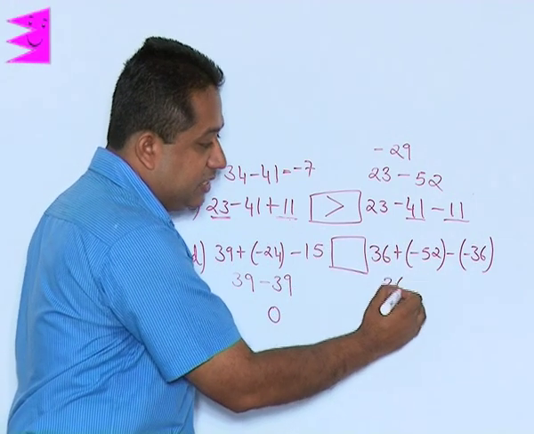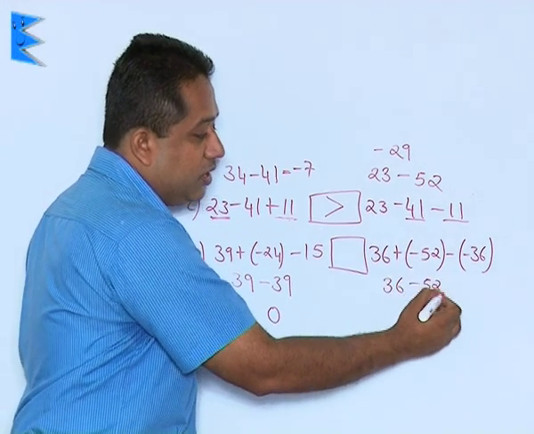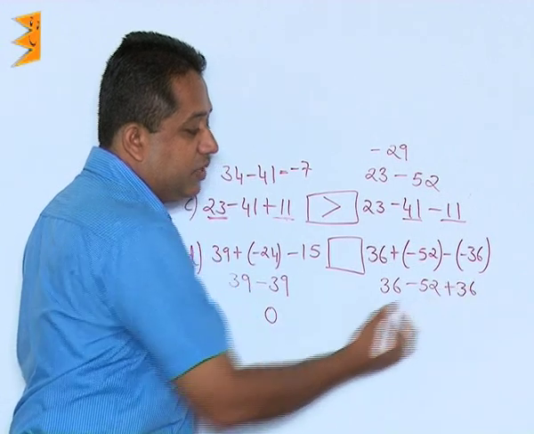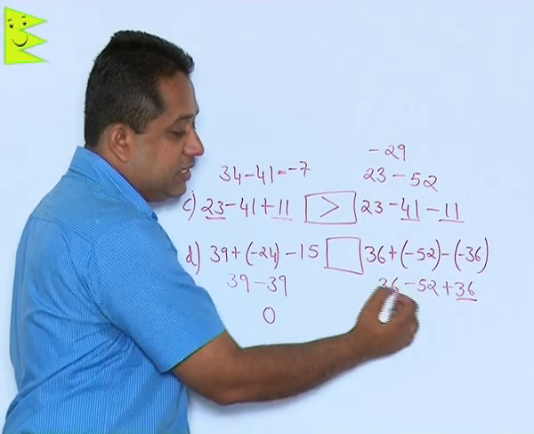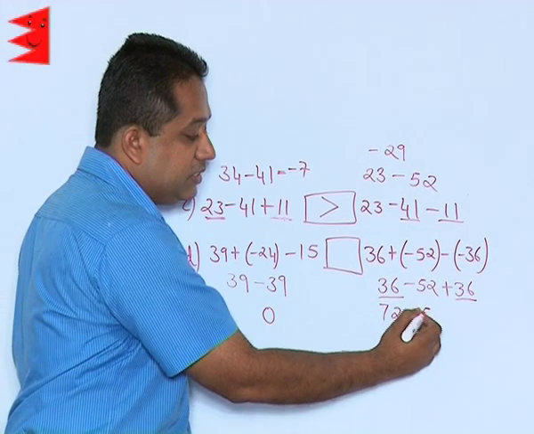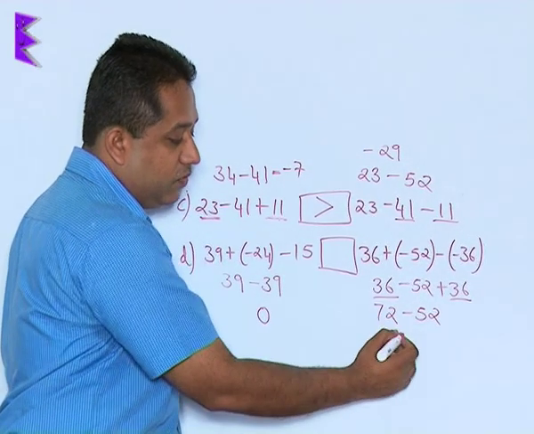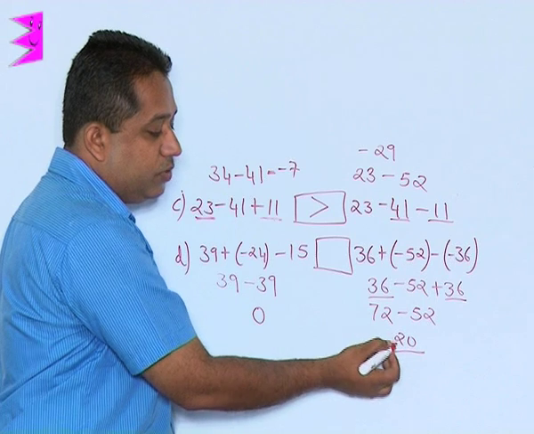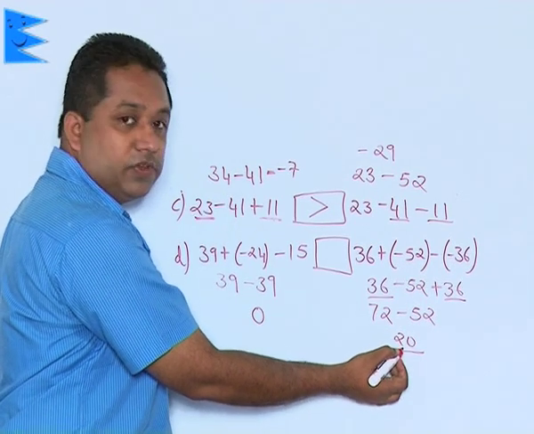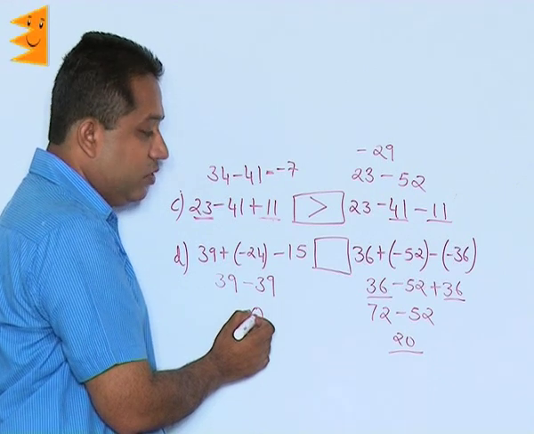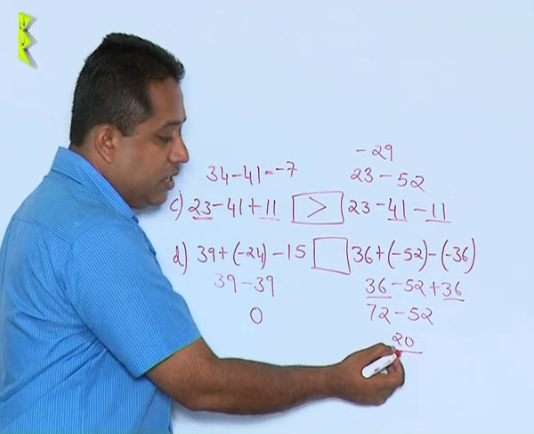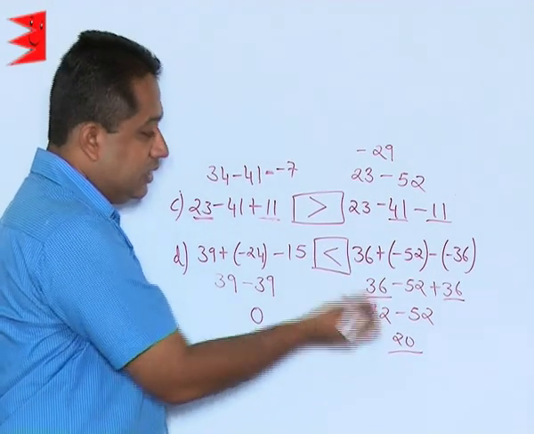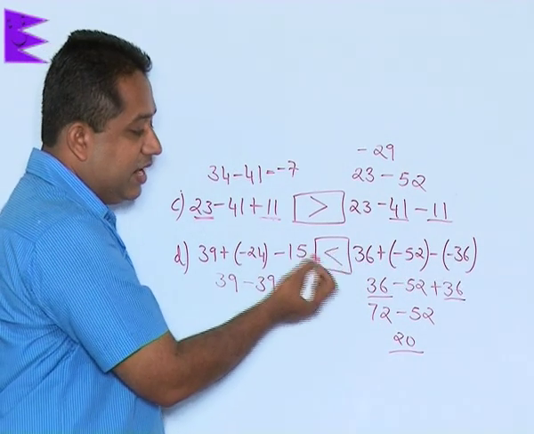RHS we are going to solve. We get 36 here and we have negative 52 and there are two negatives here. So negative and negative, when we multiply, it is going to become positive. So this will be 36. We have two positive numbers, 36 and 36, that makes it 72 minus 52. Now 72 minus 52 will give us positive 20. One is plus and one is minus, so we subtract and put the sign of the bigger number. The bigger number is 72, that is positive, so we get 20. Now look at the left side, we have got 0, and the RHS we have got 20, and obviously 20 is much bigger than 0. So we get RHS greater than LHS, or we can say LHS is less than the RHS.